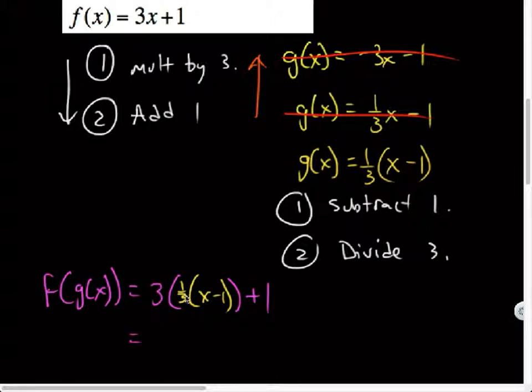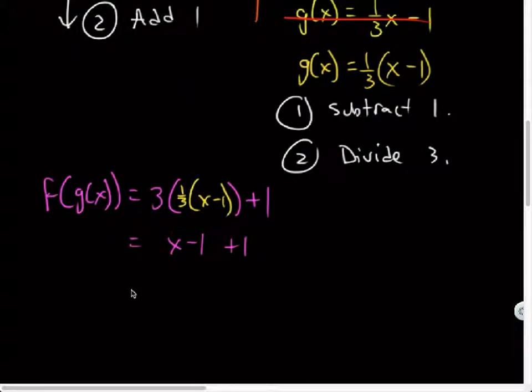So 3 times 1/3, what happens there? The 3 and the 3 cancel out, right? So I'd be left with x minus 1, then plus 1, and then what happens with the minus 1 plus 1? Those cancel. So I get x. That's good news. That's what I wanted f of g of x to equal, if they are in fact inverses. That's not enough proof. I also have to figure out what g of f of x is. And hopefully that's also equal to x if it is in fact our inverse.